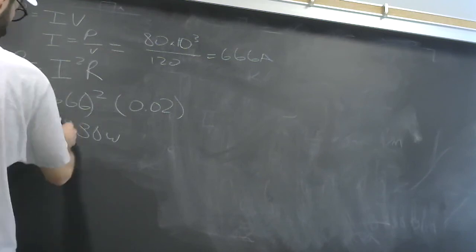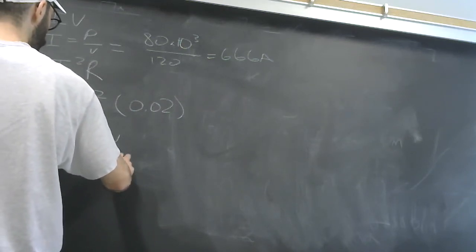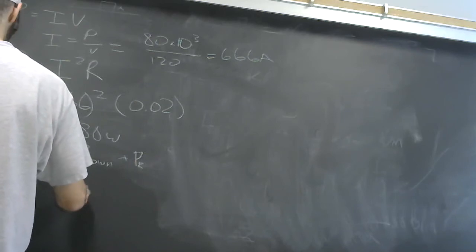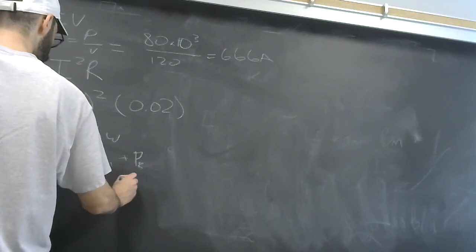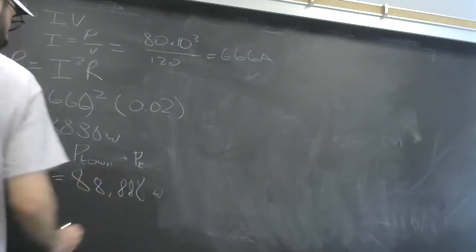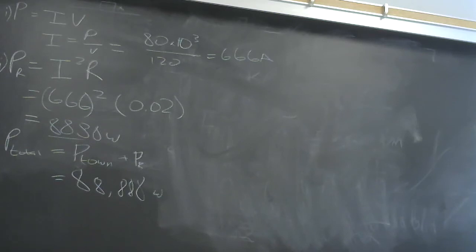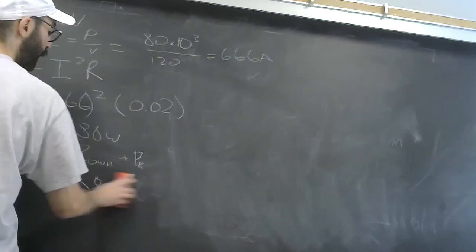Now to find that P total in this first scenario, we're just going to add those 2 together, the power of the town, which is 80 kilowatts, plus what we just solved for, PR. Yes, that 8,880 watts is the power through the resistor. And that's the total in the case where we're only using the 120 volt system. So that's part 1. We're going to remember this number, because we'll need it again when we find the difference between them.